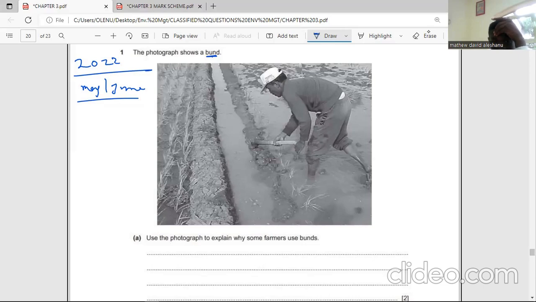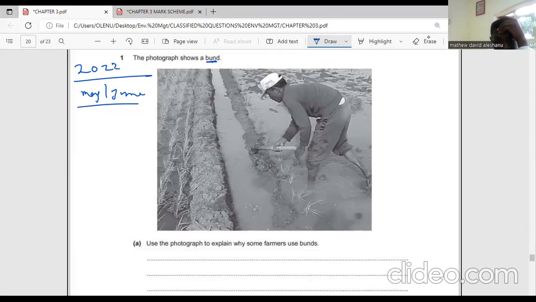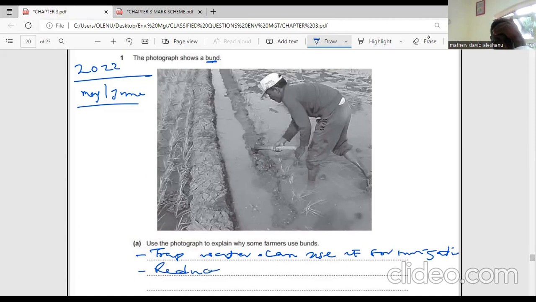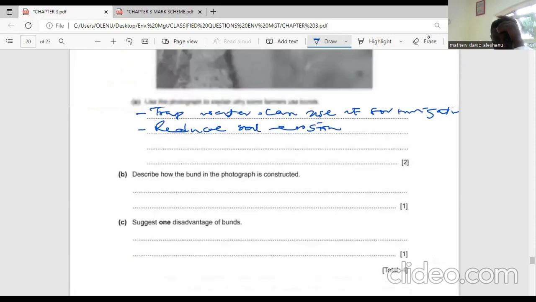If you look at this pond here, can you see that the water is trapped? So first, it helps to trap water. This trapped water can be used for irrigation. The pond can also help to reduce soil erosion. That's all. That's question number 2.